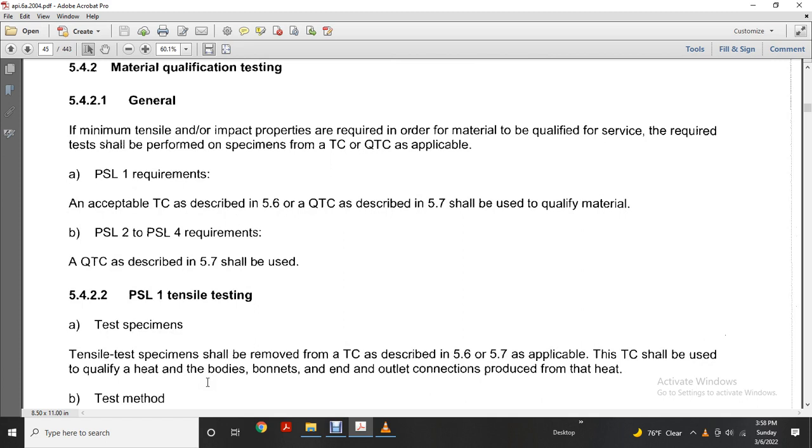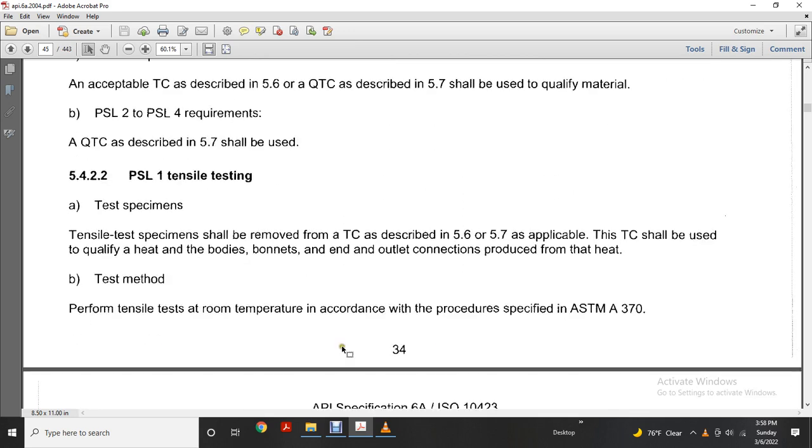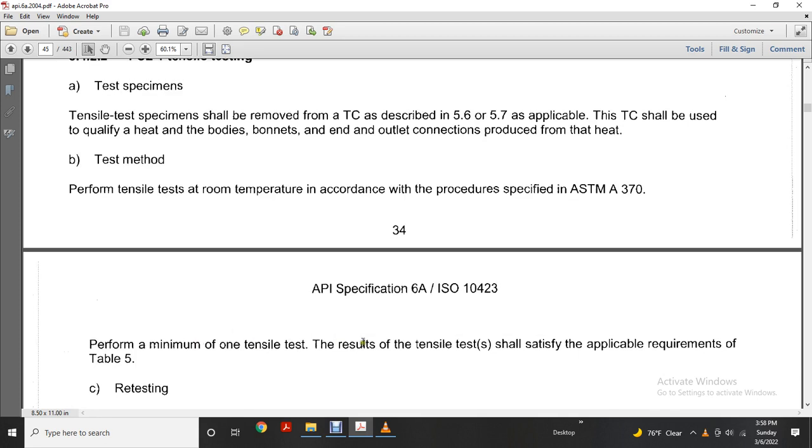The tensile testing specimen should be removed from the TC as described in 5.6 and 5.7. The applicable TC shall be used to qualify the heat of the body, bonnets, and end and outlet connections produced from the heat being tested. Perform tensile test at room temperature in accordance with the procedure of ASTM A370. Perform a minimum of 1 tensile test.